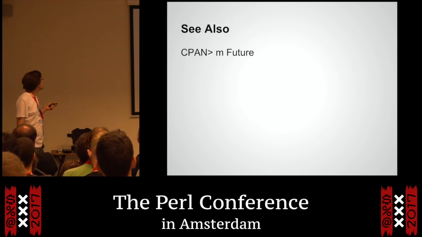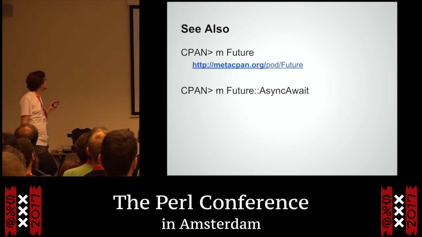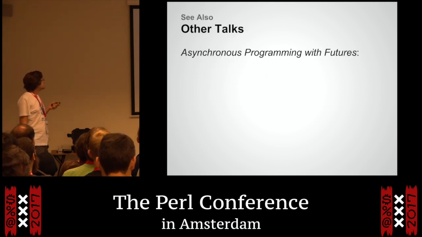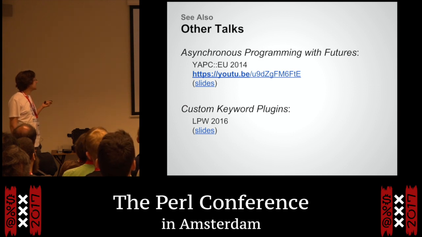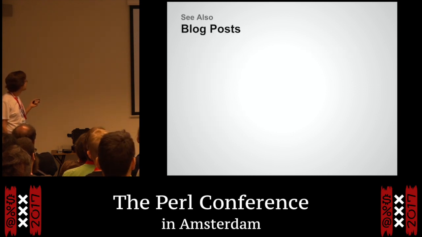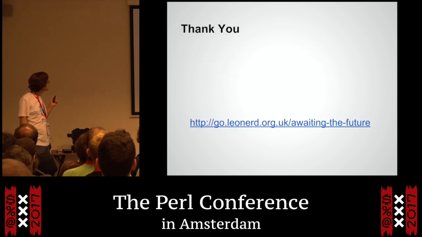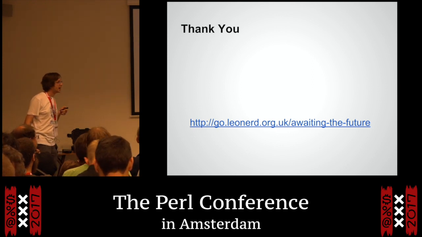So we're out of time, so I'll just give you the see-alsos. There's Future, obviously, on CPAN. This module itself is on CPAN, it's called Async::Await. I did a bunch of other talks, I've mentioned this one. The custom keywords talk has some slides, I'll put a link in there. I've got the Futures advent calendar, which is all about futures. And there's the link to these slides, so you can get the rest of the links. So you may want that one.